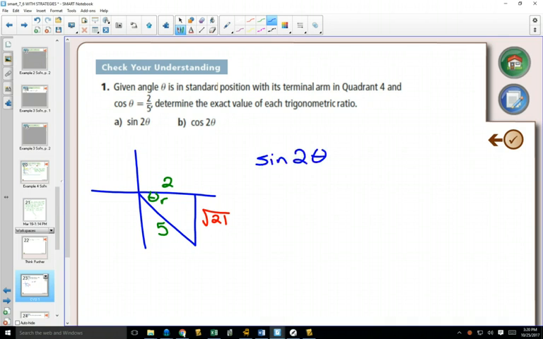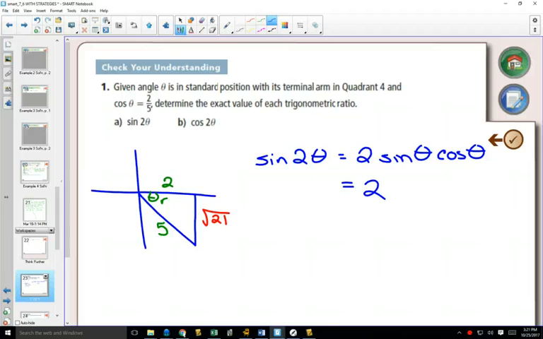Do we have the reference angle for 2 theta? No. We have the reference angle for theta. But we have formulas. What can I change sine 2 theta to? It's equal to 2 sine theta cos theta.